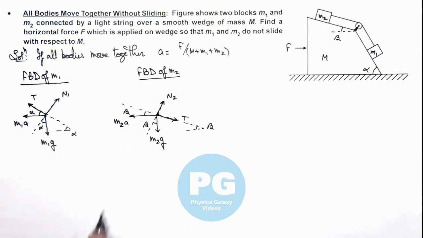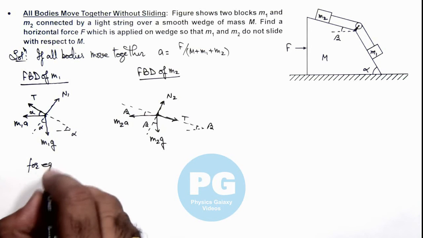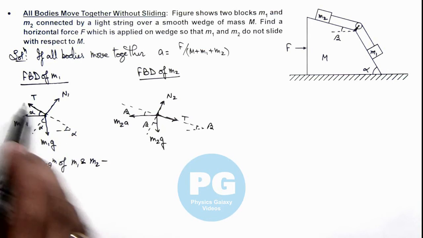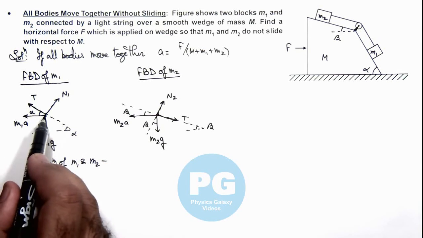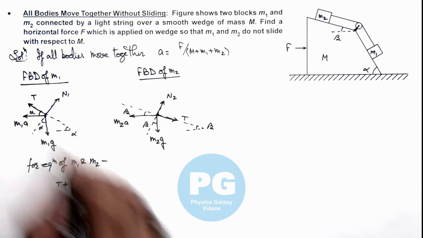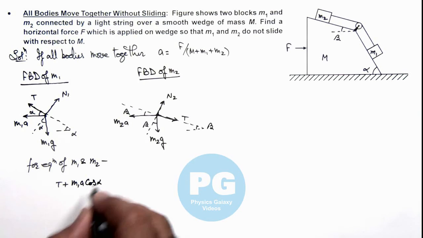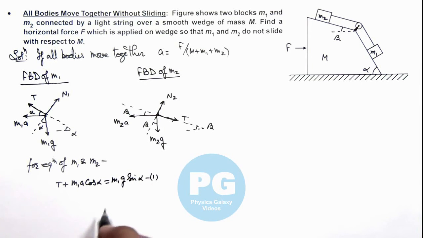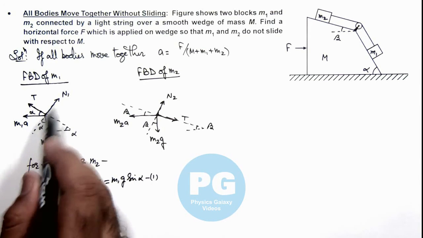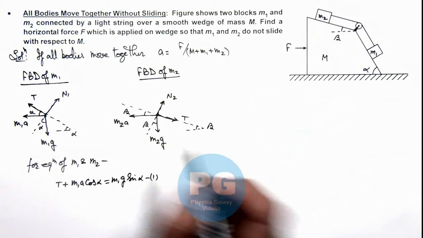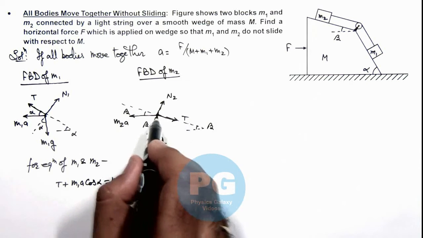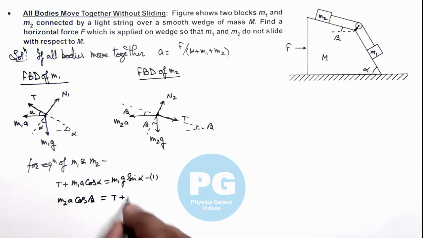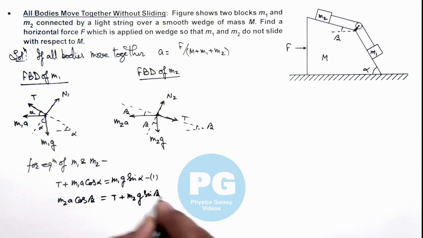Now for equilibrium of M1 and M2, we can balance all the forces acting on the two blocks. For the first block, we can write T plus M1a cos alpha is equal to M1g sin alpha. Say this is our first equation. In the normal direction, right now you don't need to mention it because it is not moving in this direction. For the other block, in this direction, M2a cos beta is equal to T plus M2g sin beta. Say this is our second equation.